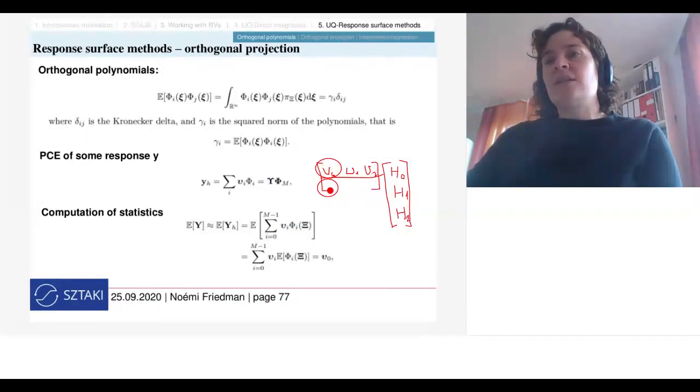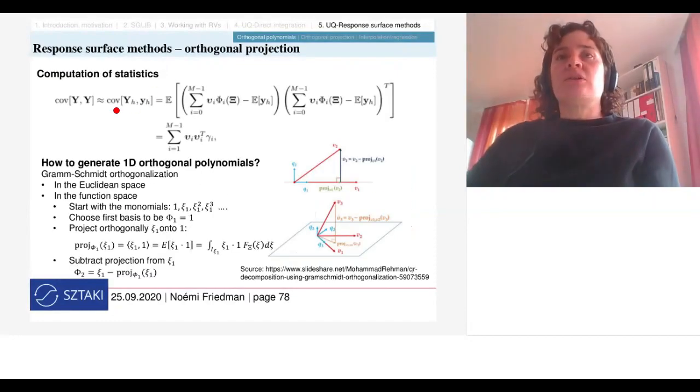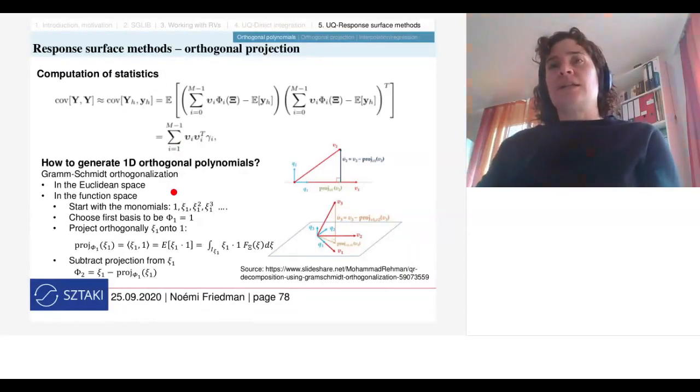So if you put zeros instead of the values here, then you have the fluctuating part of the random vector, and this fluctuating part of the random variable. And if you take products of those coefficients, you can get the covariance matrix. So these are really cheap evaluations. You can compute them really easily.